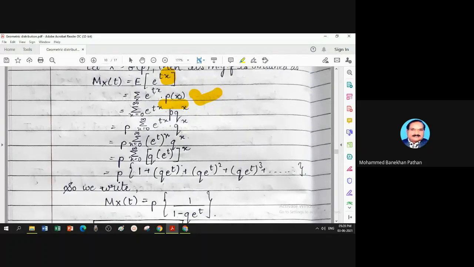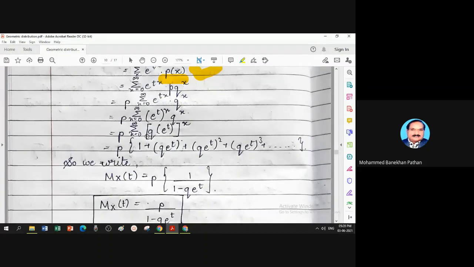Now we want to apply this for a geometric. So summation x from 0 to infinity, e raised to t x, p q raised to x. p is a constant, taken out, and q raised to x. So you have summation x from 0 to infinity. This can be written in this way. The power is common, so combine the base. And now expand this by taking separate values of x from 0 to infinity. So you get a series like this.